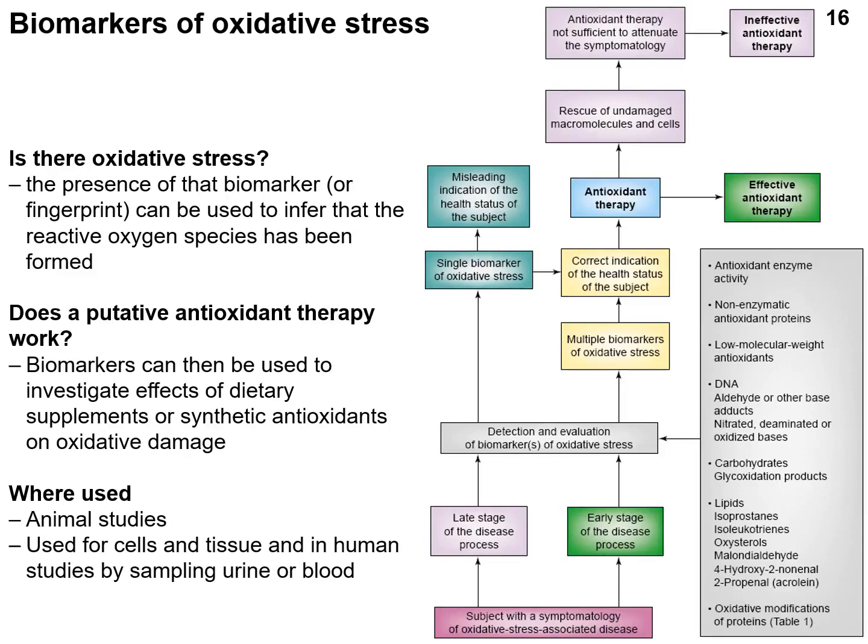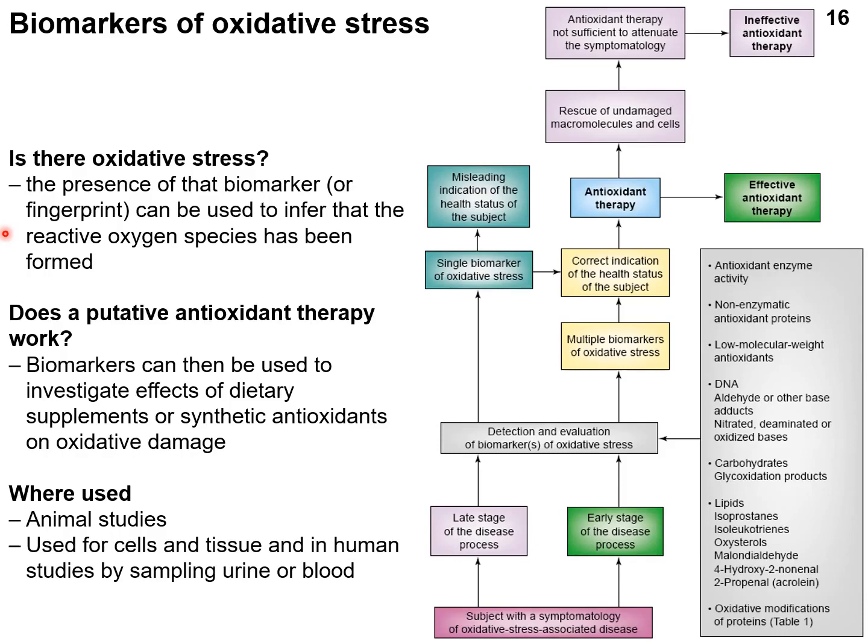So I have been using this term biomarkers. So let me explain what a biomarker is. A biomarker is some indication that an oxidative event has occurred. So for example, we're looking at oxidative stress. The presence of that biomarker or fingerprint can be used to infer that reactive oxygen species have been formed. And I've given you some examples: protein carbonyls, isoprostanes, malonaldehyde, and so on. So if they go up in whatever tissue you're measuring, then the inference is that you've had an increase in reactive oxygen species production.